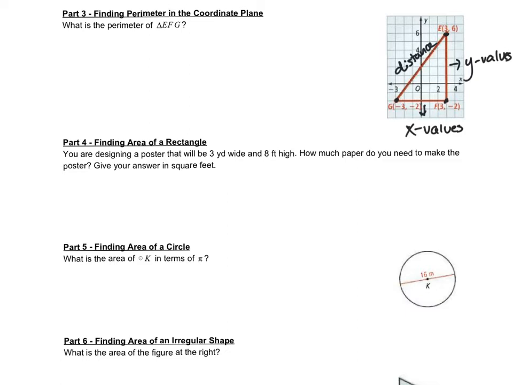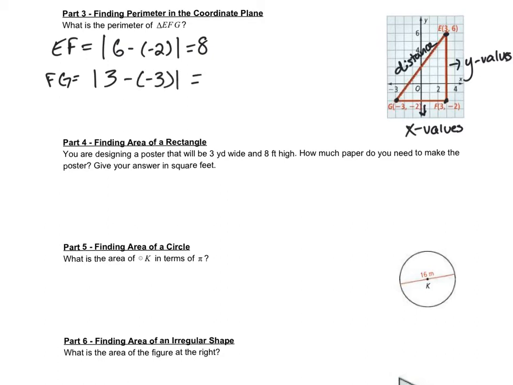perimeter. So first thing I'm going to do is find the distance between E and F. Now remember, E and F is our Y values, so it is equal to the absolute value of 6 minus negative 2. 6 minus negative 2 is 8. Absolute value of 8 is just 8. And then we have FG. F is 3, and G is negative 3. Looking at the X values, because this is our base, 3 minus negative 3 is 6. Absolute value of 6 is just 6.